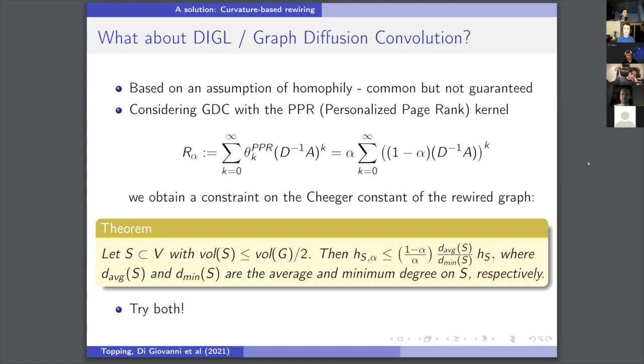Yeah, but I just mean the DIGL rewiring has nothing to do with bottlenecks, right? Or I don't see why it should alleviate bottlenecks more than random edges.